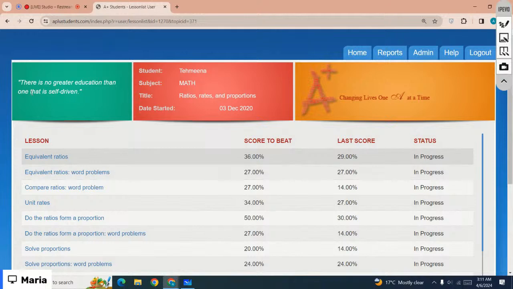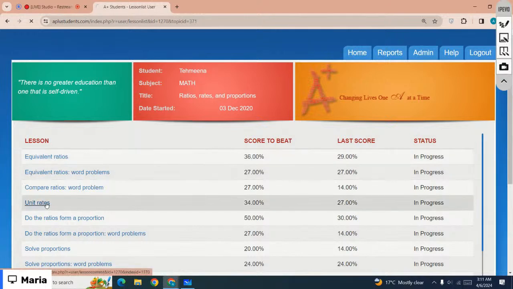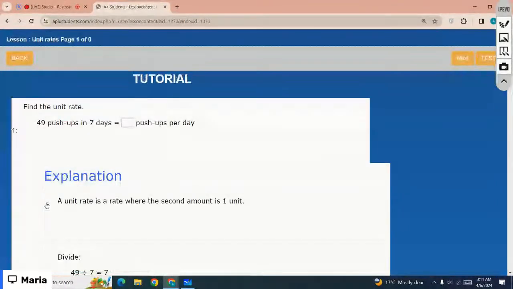Let's just start with the lesson. Unit rate, the rate of one thing. You are given a quantity and you need to find just the rate of one thing. So let's just start with the first example, that is find the unit rate. You are given 49 push-ups in 7 days. You have to calculate how many push-ups per day.